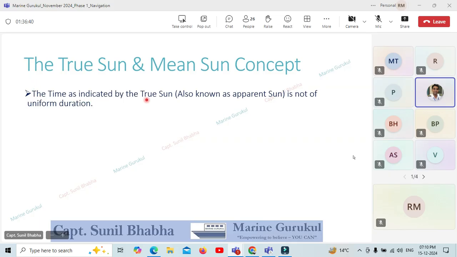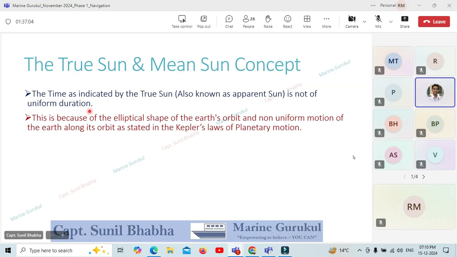So the time as indicated by the true sun, also known as the apparent sun, which was through a sundial, is not of a uniform duration. To give you an example, 1 hour of time in the month of January may not be the same as 1 hour of time in the month of June. So when we observe that it is not a uniform duration, we came to know that we cannot use this reference of time as a standard unit. A standard unit should not vary. It should be of a standard duration.